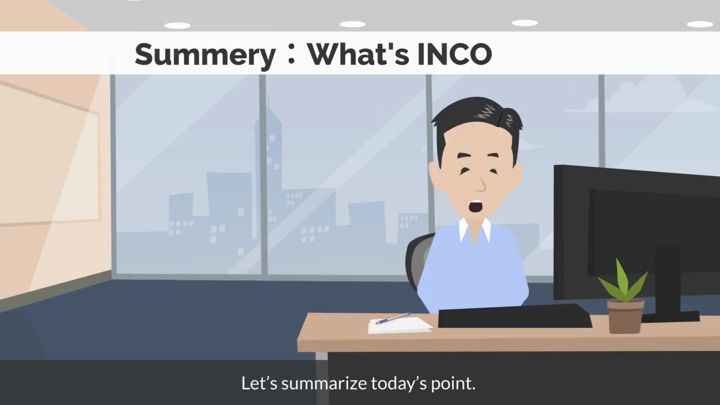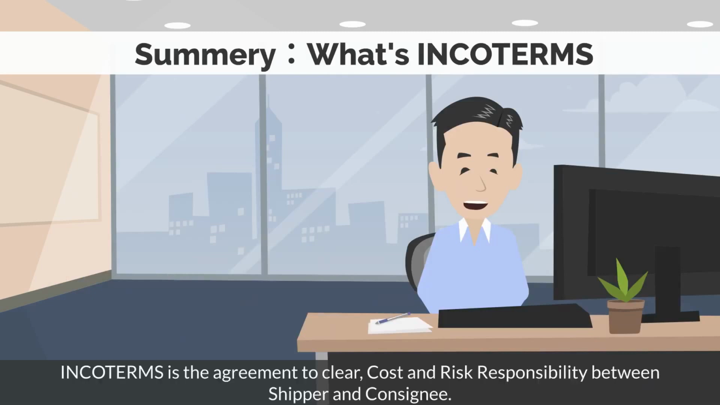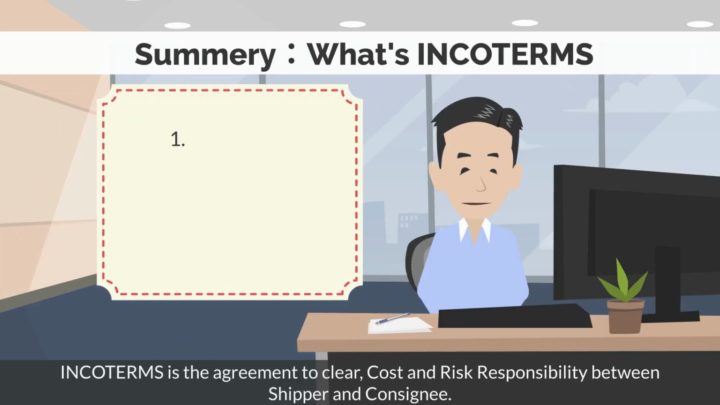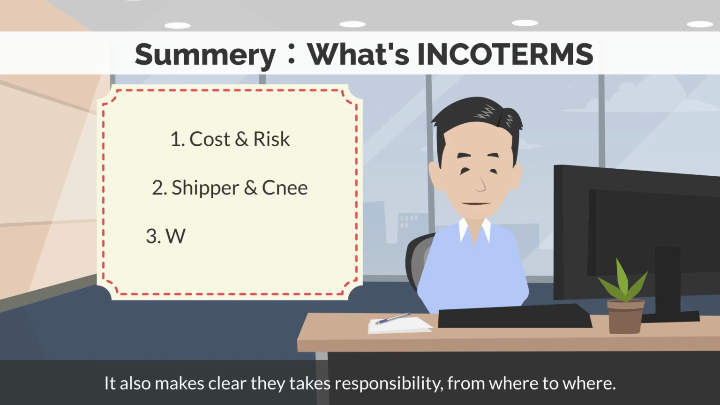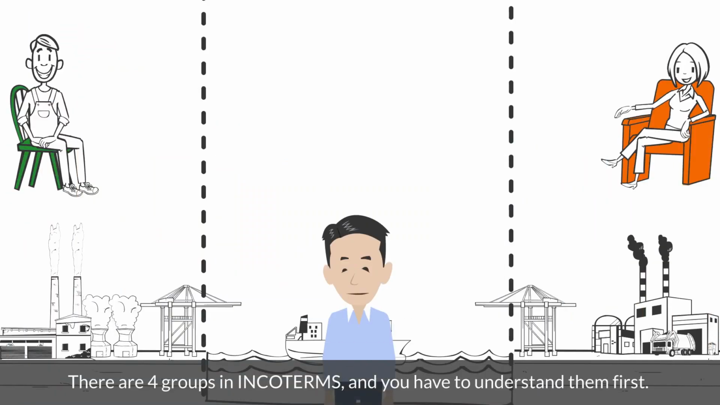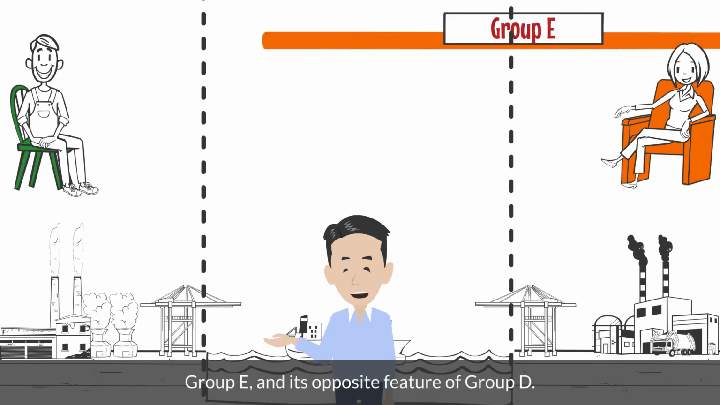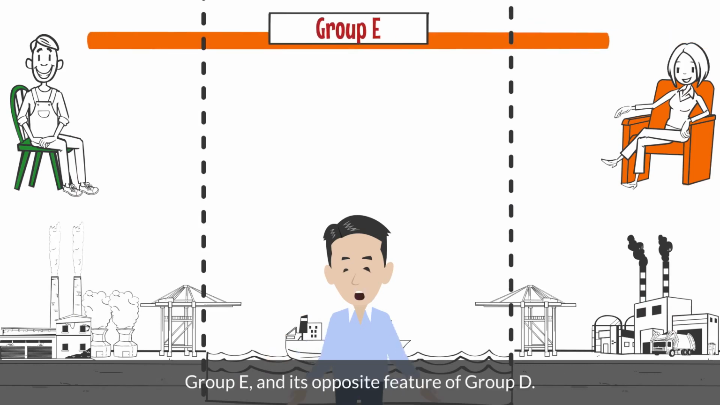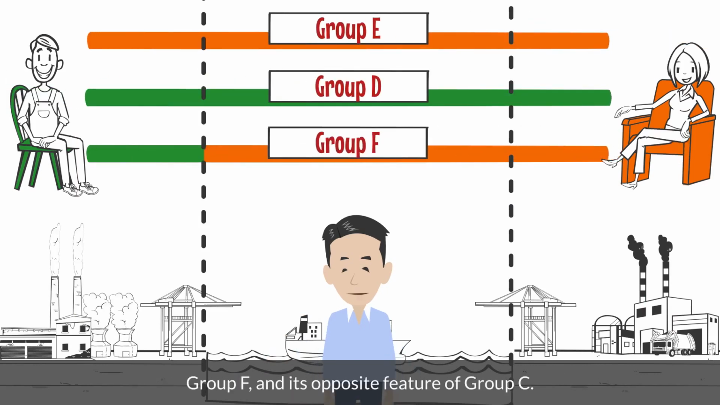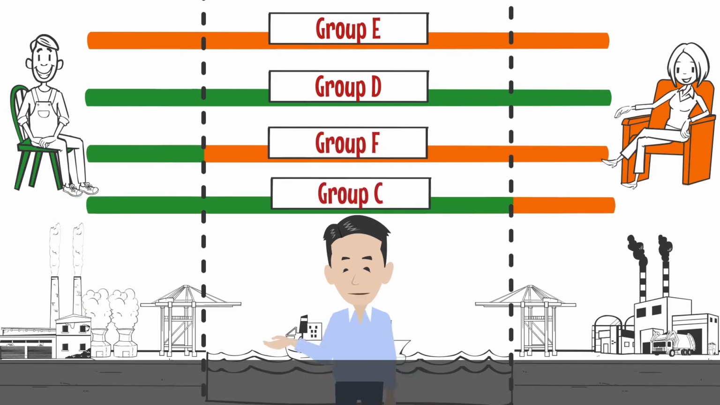Let's summarize today's point. INCOTERMS is the agreement to clear cost and risk responsibility between shipper and consignee. It also makes clear where they take responsibility, from where to where. There are 4 groups in INCOTERMS, and you have to understand them first. Group E, and its opposite feature of Group D. Group F, and its opposite feature of Group C.